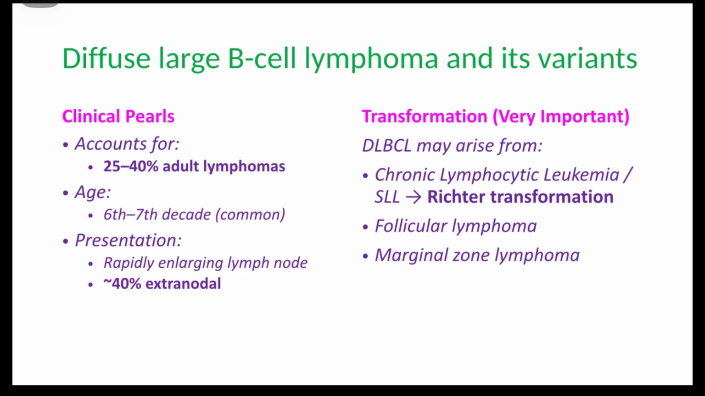Transformation is very important because this generally arises from, one, chronic lymphocytic leukemia or small lymphocytic lymphoma, which is transformed into Richter transformation. Second, follicular lymphoma transformation into DLBCL, and third is marginal zone lymphoma.